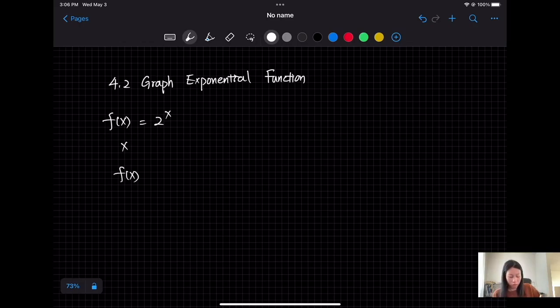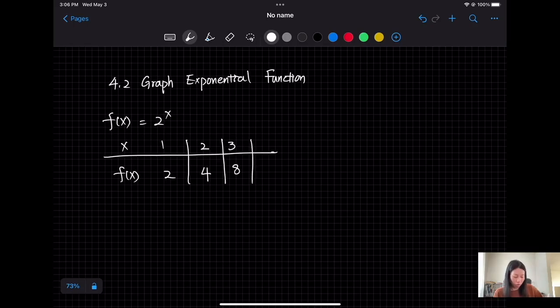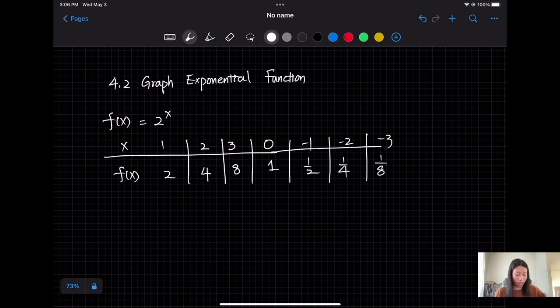When x equals 1, f(x) equals 2. When x equals 2, f(x) equals 4. When x equals 3, f(x) equals 8. When x equals 0, the function equals 2 to the 0 power, which equals 1. When x equals negative 1, 2 to the negative 1 is 1/2. When x equals negative 2, it's 1/4. When x equals negative 3, we have 1/8.